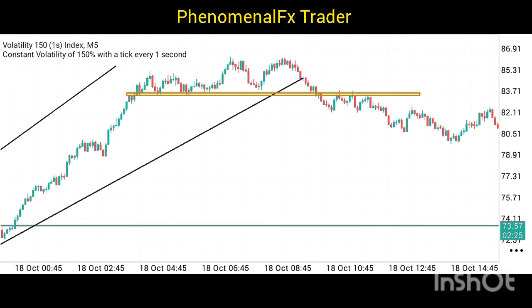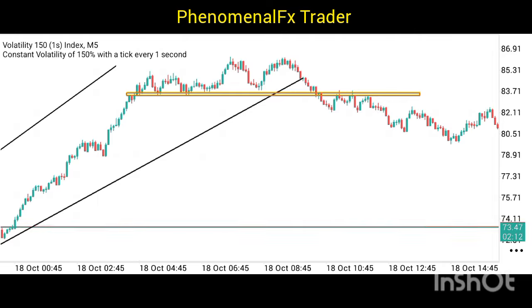If you try to follow these things I've shown you, and you do not see the change of character, just be patient enough to wait for it to happen, because it is one of the major confirmations that the market is ready to change direction. All right, don't just take entries like that and the market kicks you out.